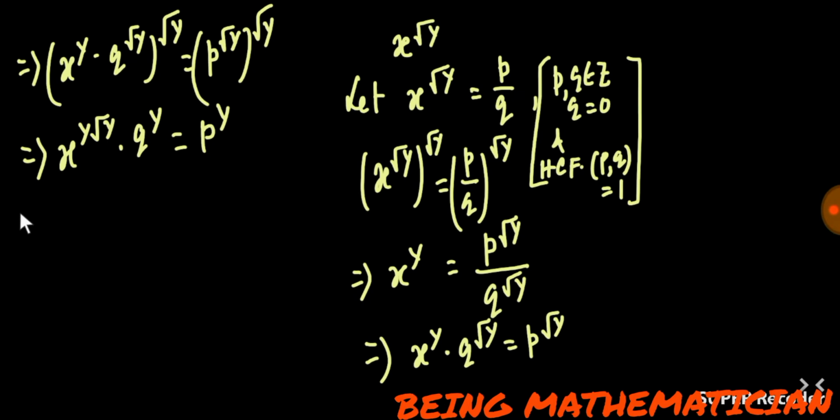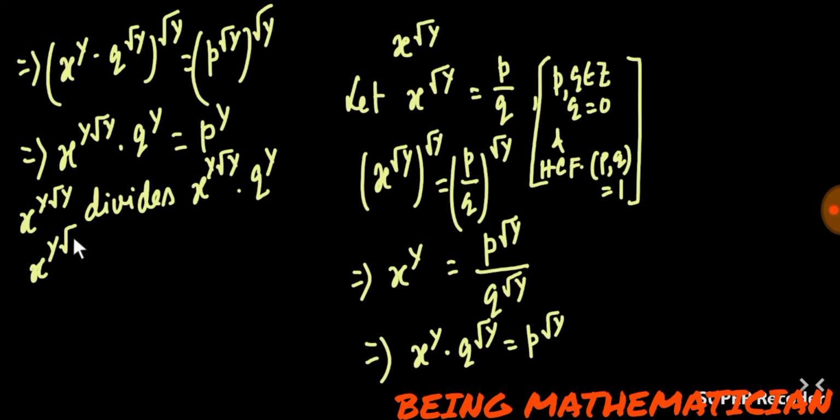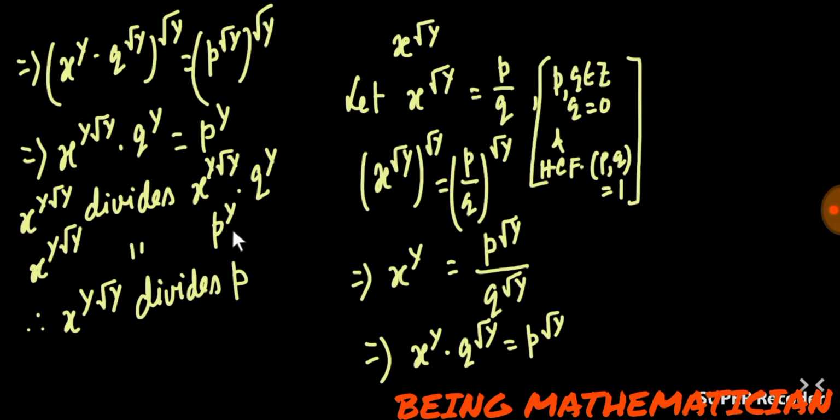So we can say x to the power y root y divides x to the power y root y into q to the power y. So it divides p to the power y, because this term is equal to p to the power y. So clearly we can say x to the power y root y divides p, since p to the power y means p into p up to y times. So x to the power y root y divides p.